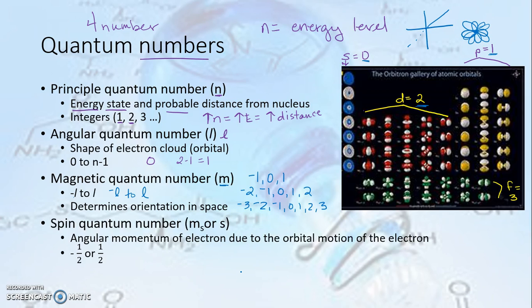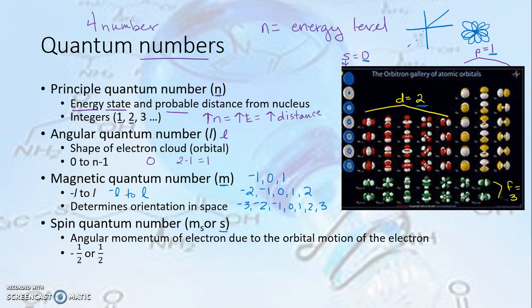All right, and then the last one we have is our spin quantum number, which can be symbolized as M sub S or just plain S. I've seen it both ways. And this tells us the angular momentum or the rotational inertia. Right? Inertia is the tendency of something to keep moving if it's already moving unless acted upon, or to stay at rest. So angular momentum is how it's spinning or going round and round and round in circles.